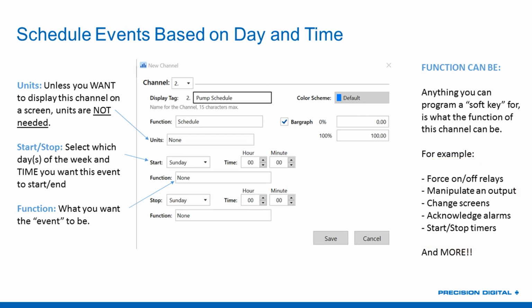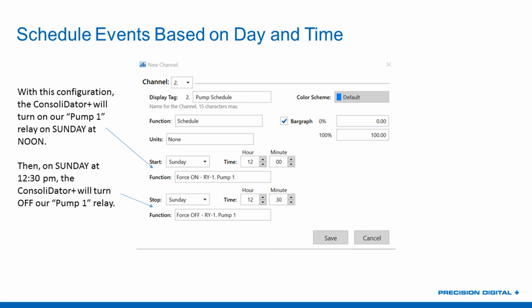So let me just erase that. And so we go to the next slide. This is where I show you where to enter in the different functions. And so with this one, let's just say, for example, you have a customer that wants to turn on a pump every Sunday at noon and run it for a half hour.